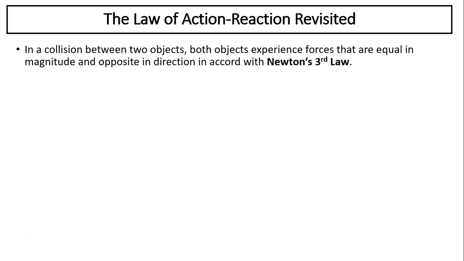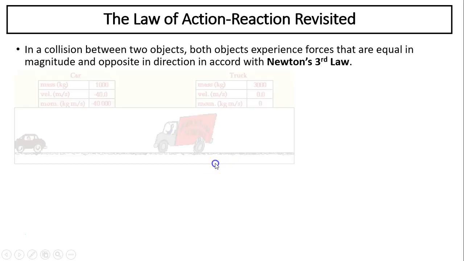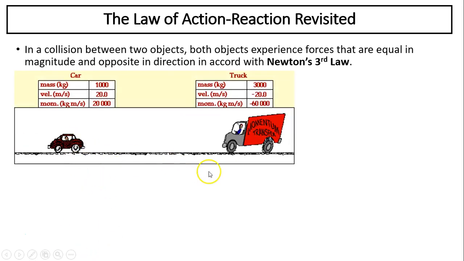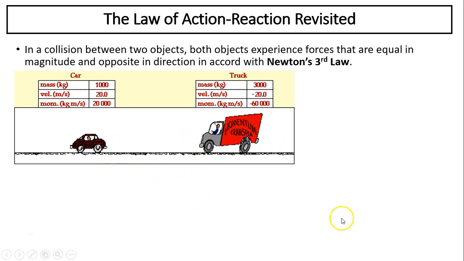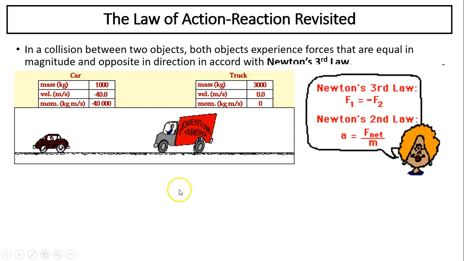In a collision between two objects, both objects experience forces that are equal in magnitude and opposite in direction in accord with Newton's third law. So Newton's third law says for every action there's an equal and opposite reaction, but action and reaction are acting on different objects. Let's consider a car and a truck. When they collide, the force on the car and the force on the truck are the same because that's the action and the reaction force.